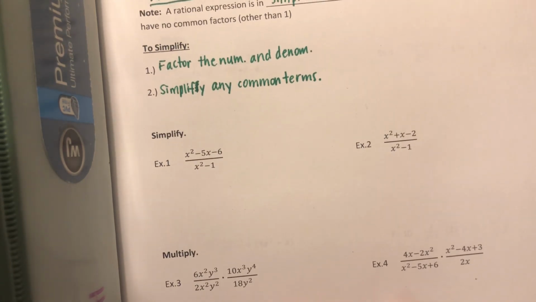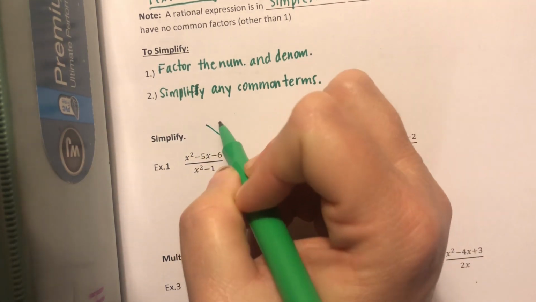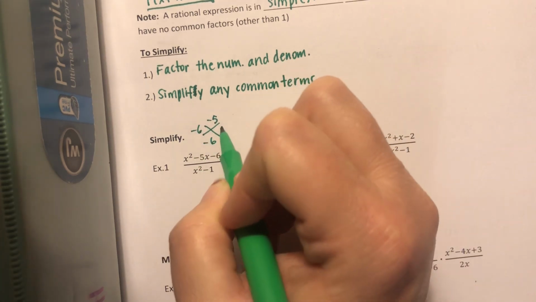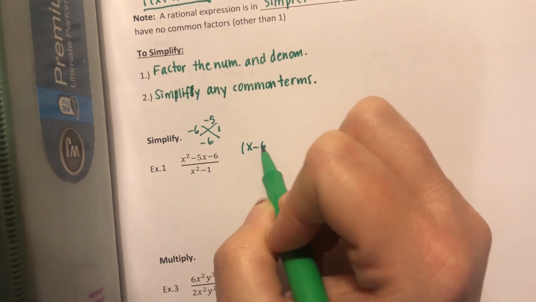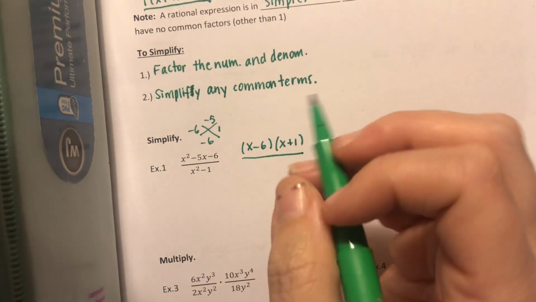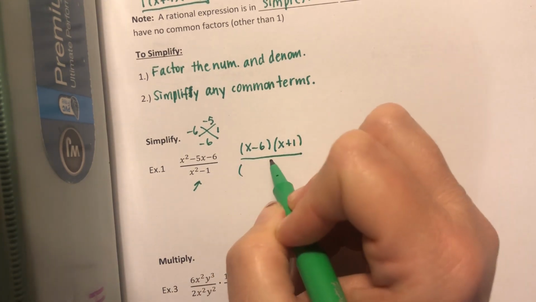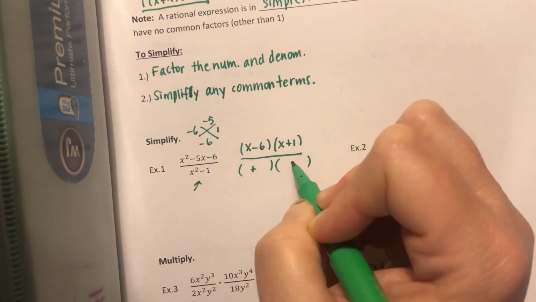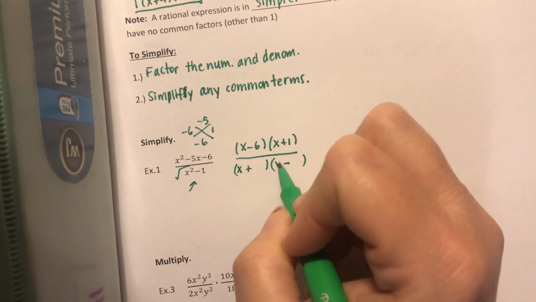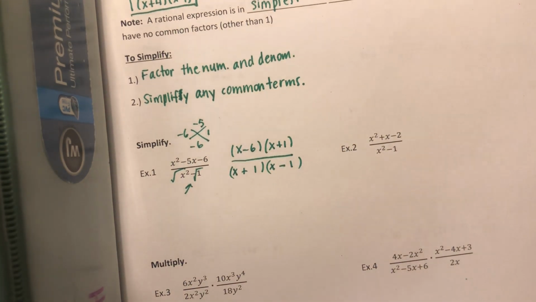Okay, so first things first here, we've got a numerator and a denominator. So this factors by the X method. So it's going to be -6 and positive 1. So x minus 6, x plus 1. Now you got to be careful. This down here is the difference of two squares. And if you remember that pattern, one gets a plus, one gets a minus. What's the square root of x squared? That's x. What's the square root of 1? That's a 1.